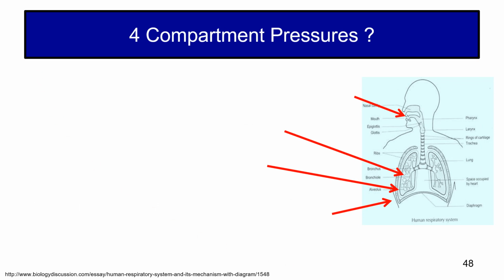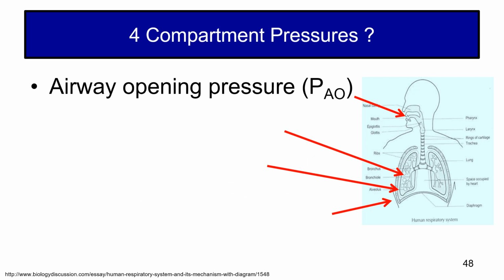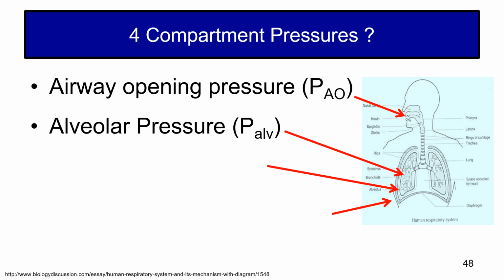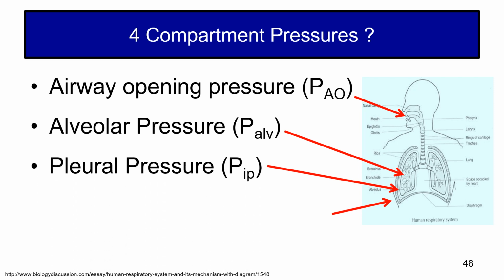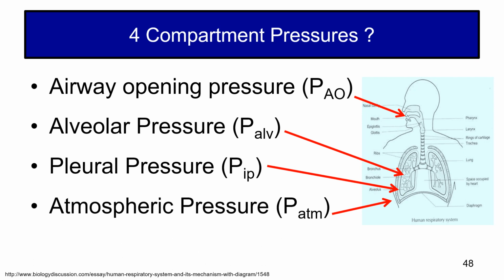So what are the four compartment pressures? The first one is airway opening. The second one is alveolar pressure. The third one is intrapleural pressure. And the last one is atmospheric pressure.